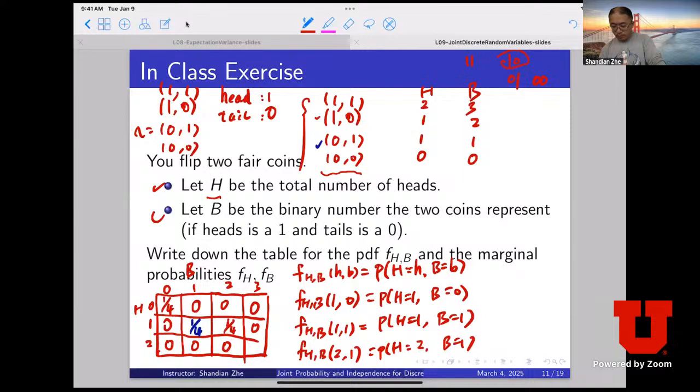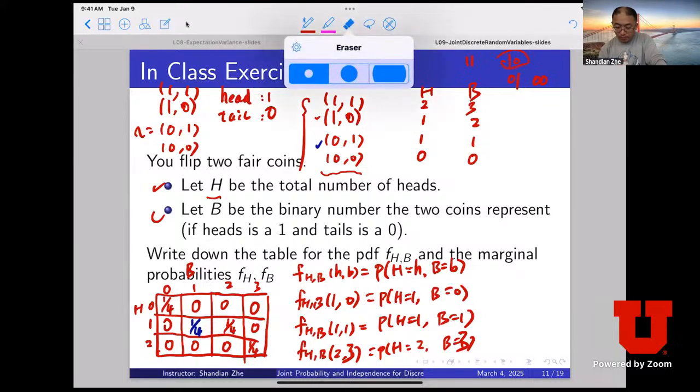Okay, the last one. What's the PDF when H is 2 and B is 3? Which outcome gives this? 1, 1, right? You got 2 heads and you put them as a binary sequence, 1, 1, which gives 3. So what's the probability? 1/4, right? Perfect. That's it. We have finished calculating our joint PDF function for H and B.